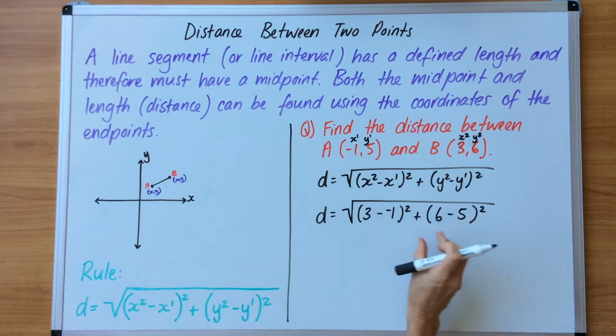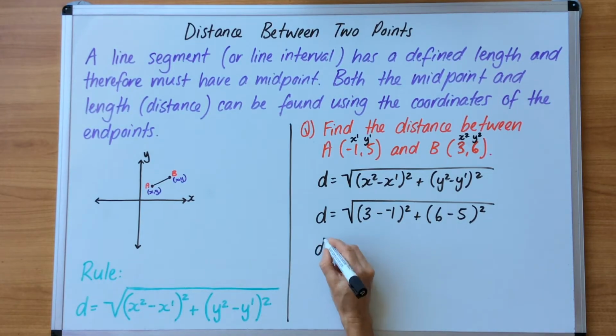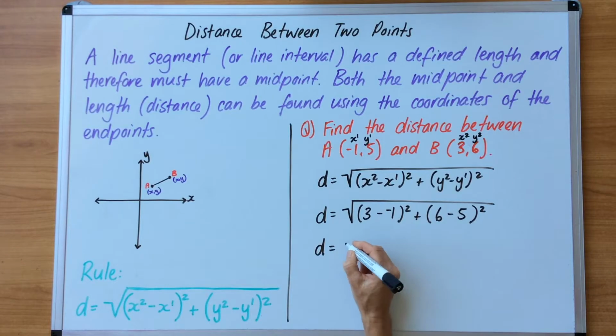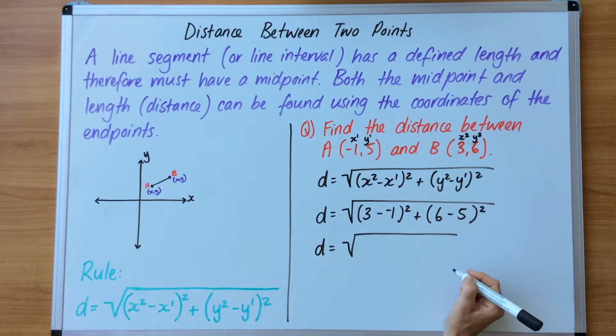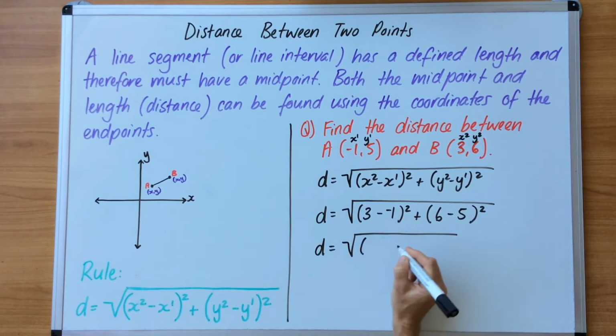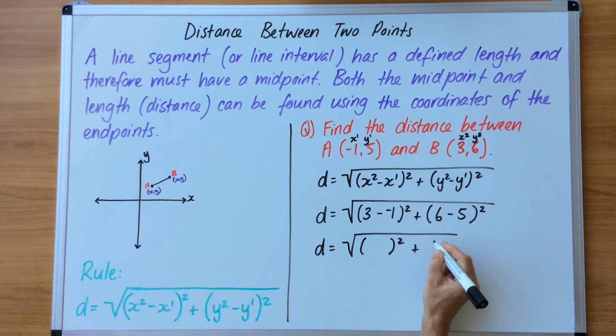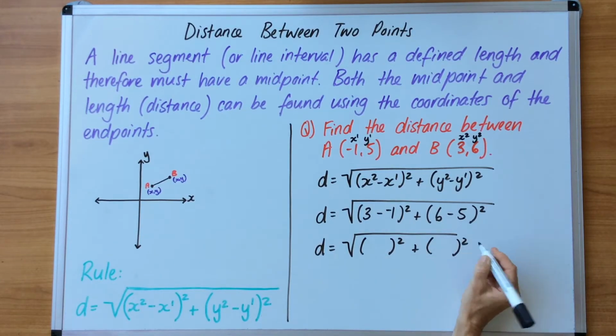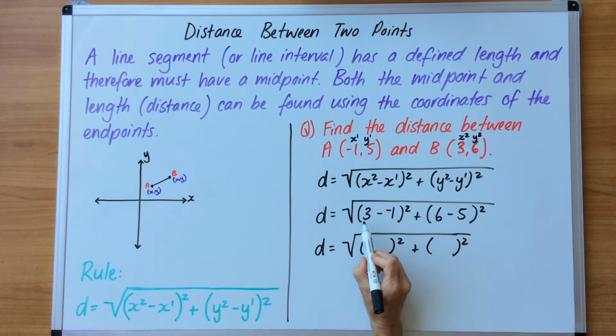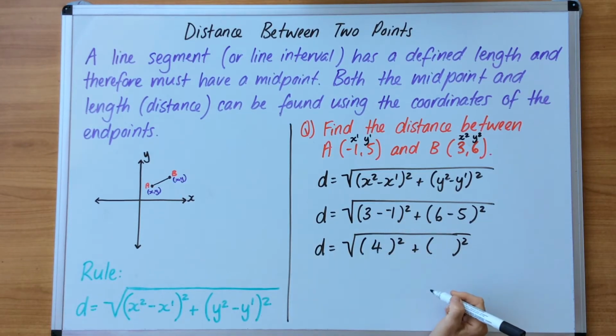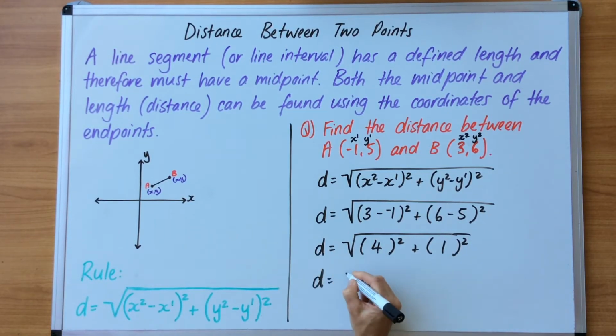We've now got to solve what's inside the brackets. So I'm going to keep working down the page. Draw our square root sign. And our bracket and our squared plus our bracket and our squared. And if I work 3 minus -1, I get the answer of 4. And if I work 6 minus 5, I get the answer of 1. And I keep working down.